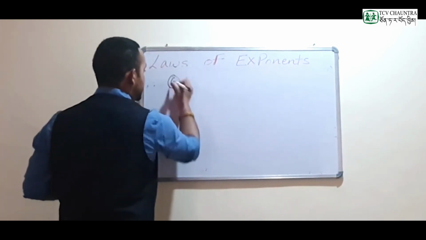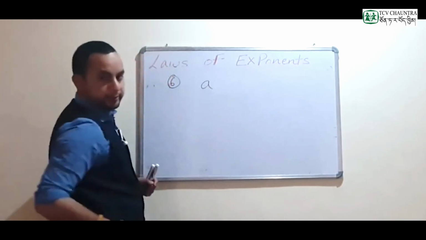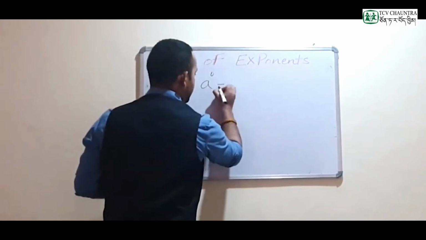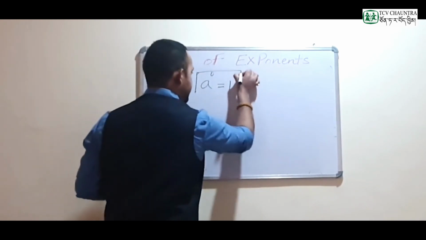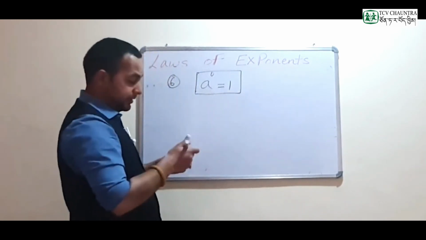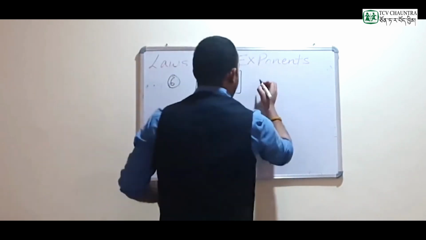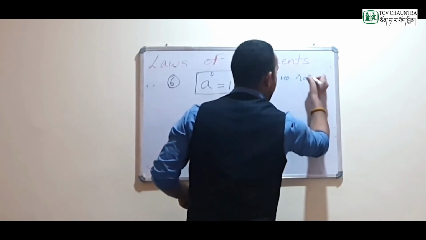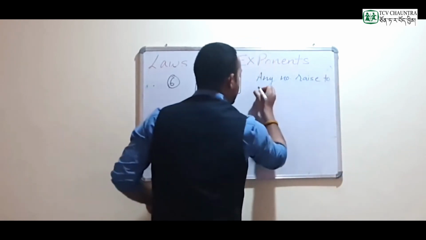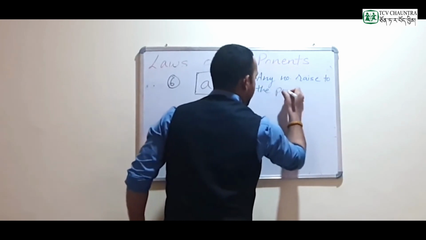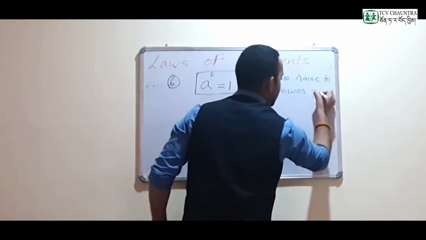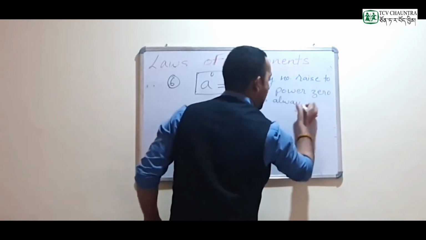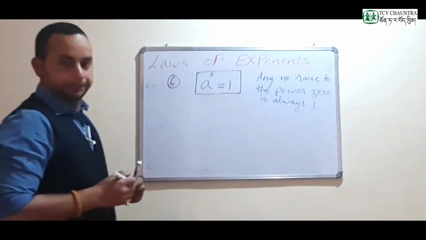Okay, our 6th law is a raised to the power 0 is always 1, which means any number raised to the power 0 is always 1.